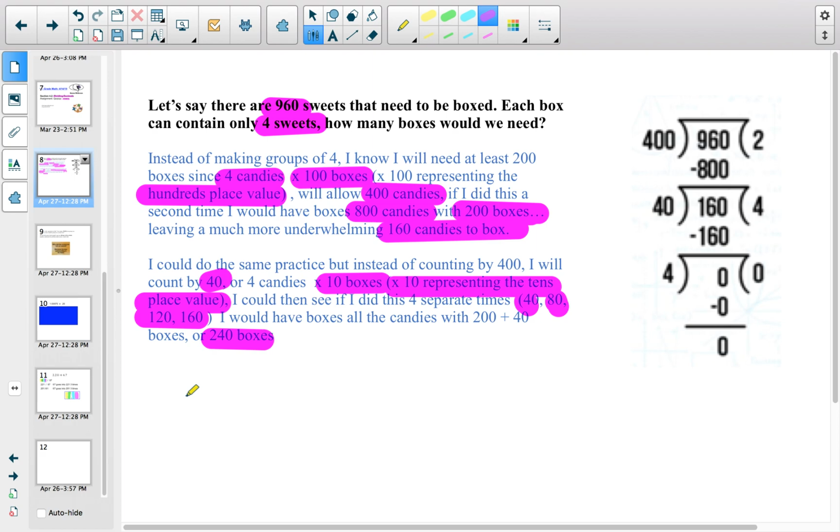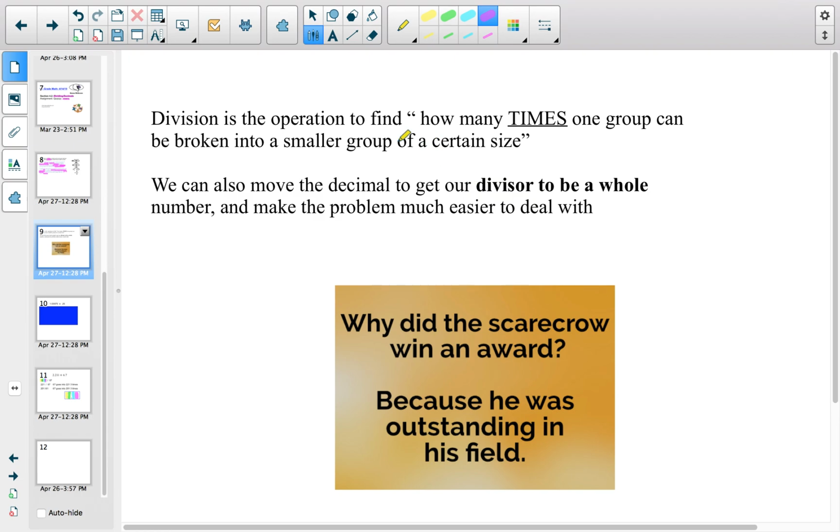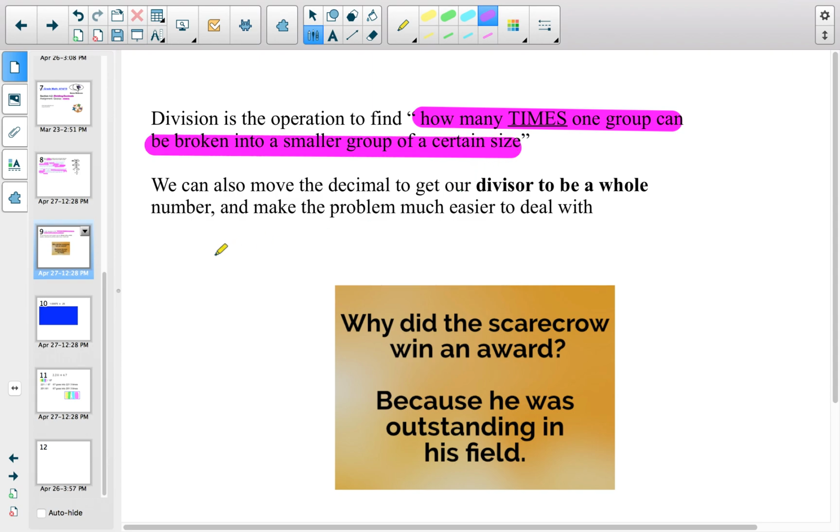Do we see how what we're doing is we're just breaking it up and making it more digestible by multiplying? Okay? So, think about division as how many times one group can be broken into a smaller group. So if we're dividing into smaller groups, it's a lot easier if the groups we're dividing into are whole numbers. If it's a whole number, then we can divide past the decimal a lot easier.